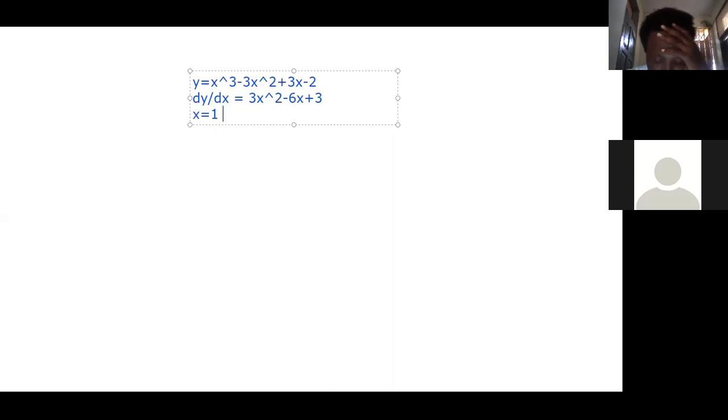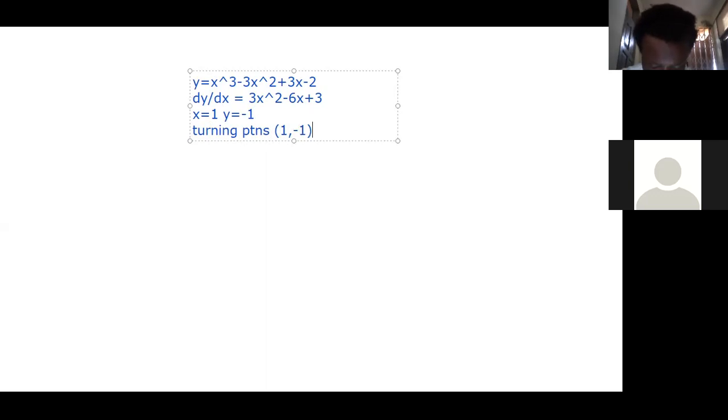So let's get its corresponding y value, just as we've been doing. Let's put x into y and get its corresponding y value. What did you get? Minus 1. So our turning point is (1, -1).